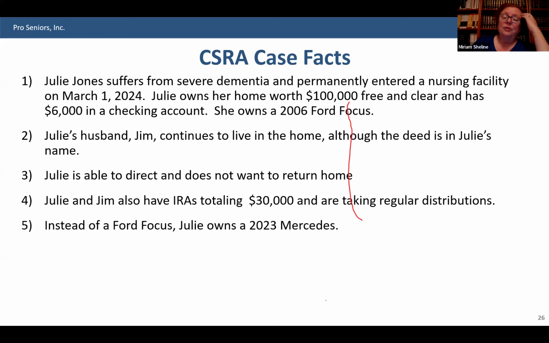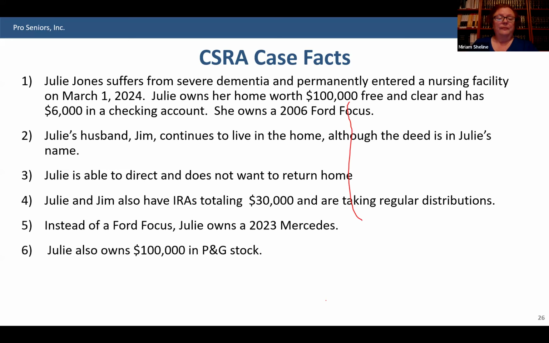Now they have IRAs totaling $30,000 and are taking regular distributions. This means that the IRAs are excluded because the distributions are counted as income. Instead of a Ford Focus, she owns a 2023 Mercedes. Does not matter. The car is exempt for any purpose when there's a spouse.